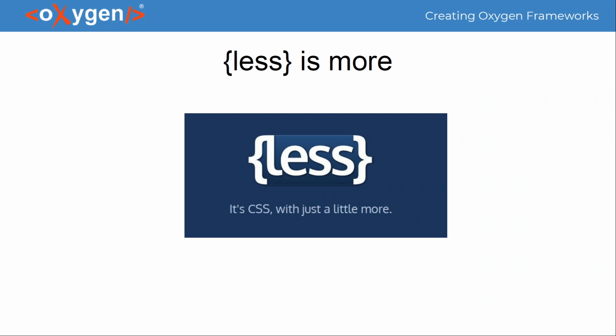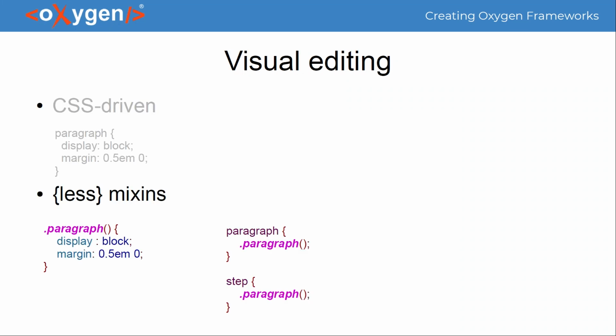So let's look at it as sort of an extension to CSS. And what it offers are a couple of useful features that you don't normally get in CSS. For example, mixins. A mixin is like a function. You group declaration properties that have a certain meaning inside such a function.